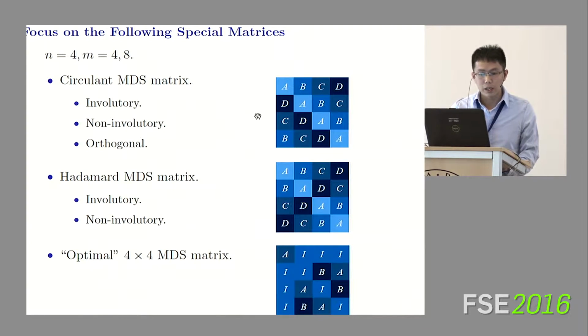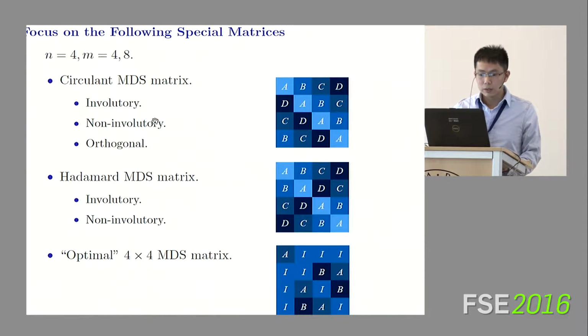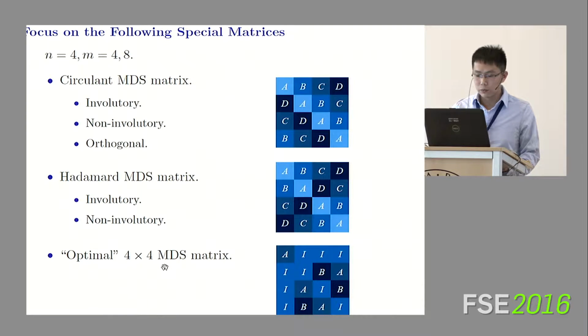Both circulant and Hadamard matrices can be defined by the first row, and both of them can be implemented easily. We consider both of them in the case of involution and non-involution respectively. The last one is the optimal 4x4 MDS matrix. It is called optimal because it contains the highest number of entries with no XORs, and the fewest different entries for a 4x4 MDS matrix, which is only three different entries.